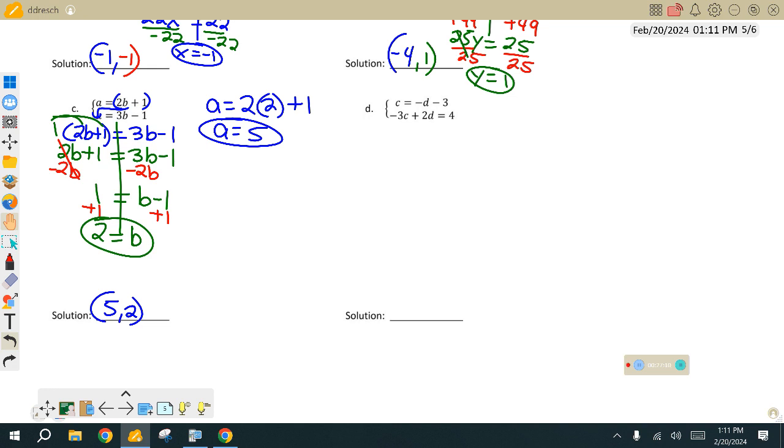All right. Let's do one more to wrap it up. Okay, top one, bottom one. Which one has a variable by itself? Top. Thank you, Jayla. Top one does, doesn't it? Okay, put it in parentheses.